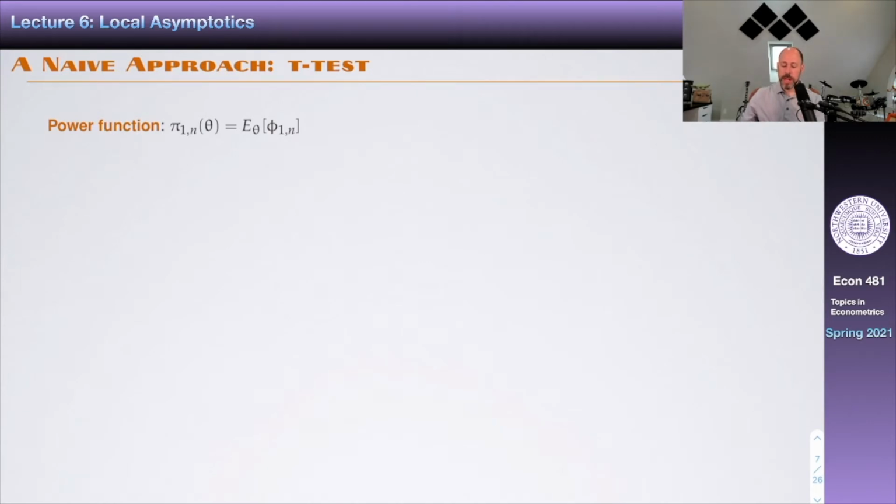So what is the naive approach? Well, give me the power function, which is here. Okay? And let me just see how this behaves as n tends to infinity. Okay, that looks simple enough. The problem is that this expectation, or the probability, is according to the distribution p theta.